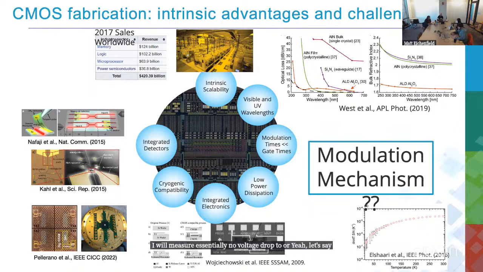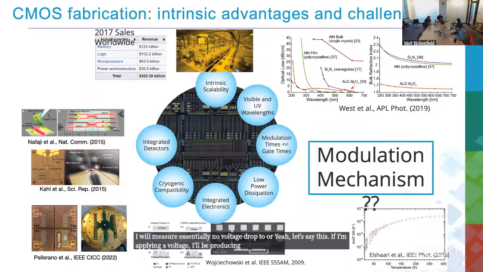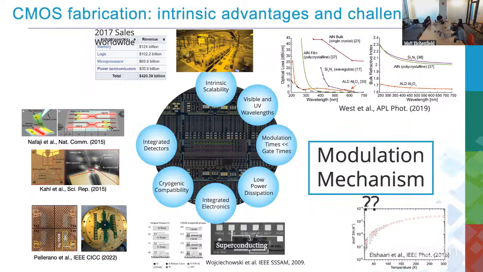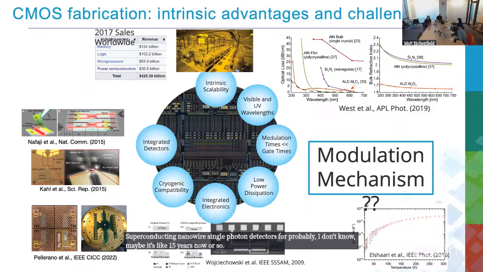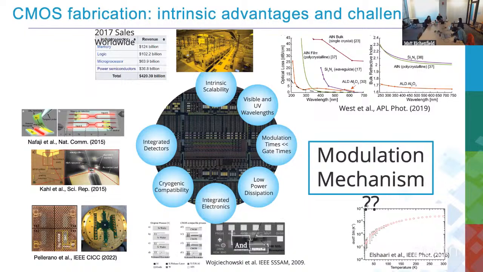If I'm applying a voltage, I'll be producing a current that will flow with very small resistance because it's superconducting. When it changes to its non-superconducting state, it will all of a sudden have a resistance and there'll be a big voltage drop, a smaller current, and I can detect those things, right? People have used those to make superconducting nanowire single photon detectors for maybe 15 years now or so. And they are made with materials that are entirely CMOS compatible.